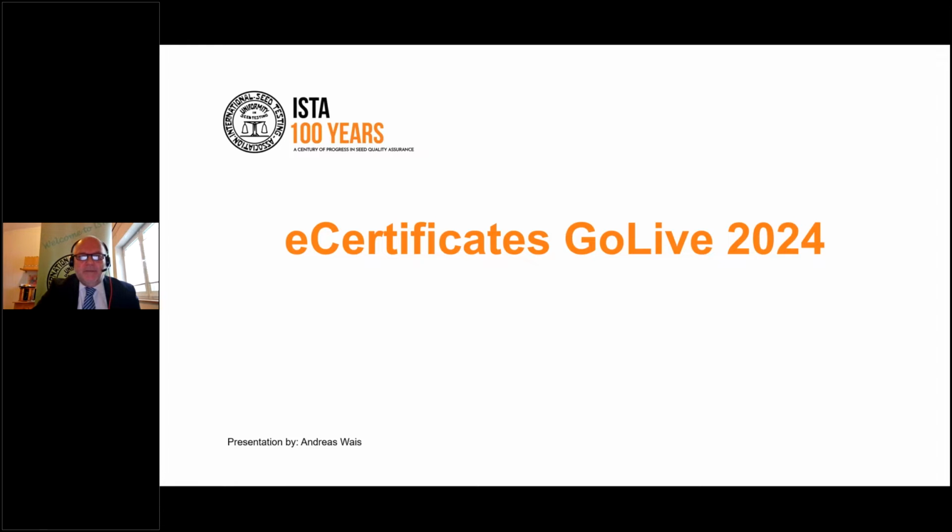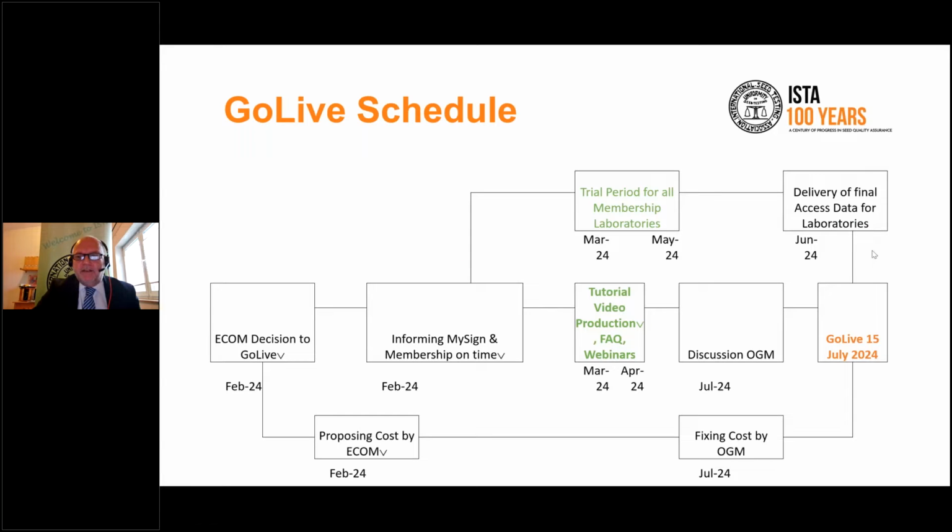In this year, 100 years of ISTA, the decision by the ECOM was to go live on July 15 this year. That means after discussion at the OGM and also fixing cost. And I cannot tell you a lot about cost at the moment. That is a secondary topic. Maybe for some of you a primary, but in our case here for today it's secondary.